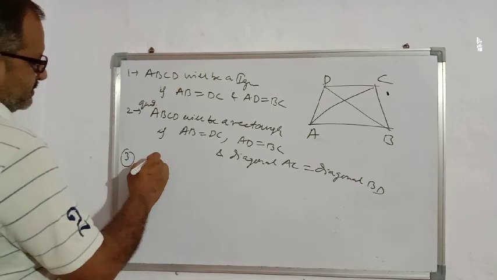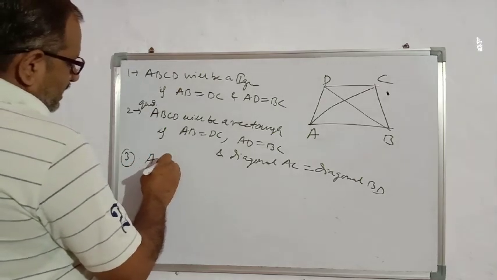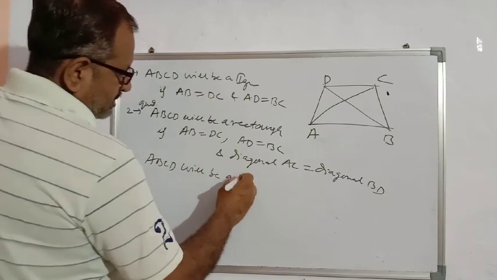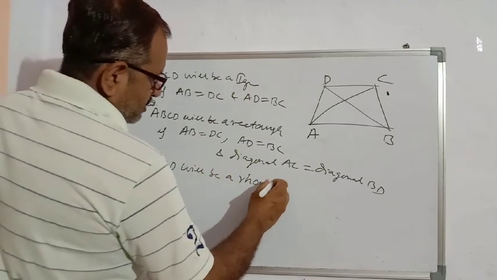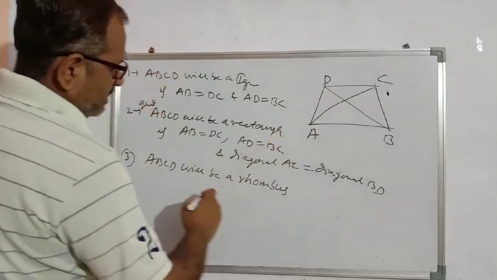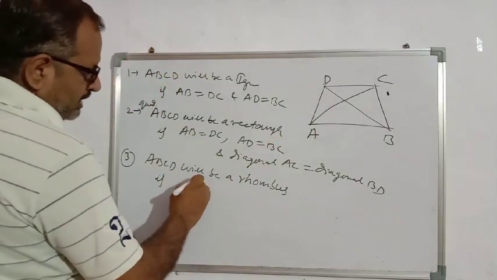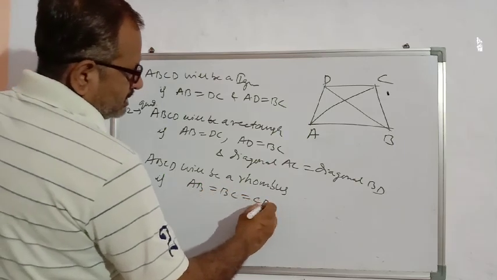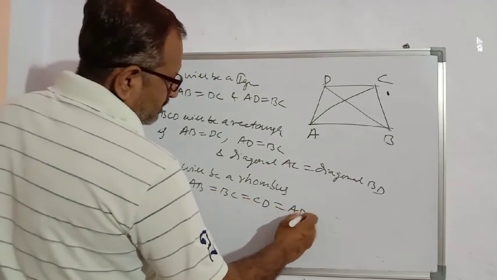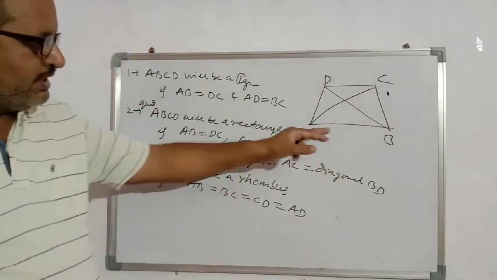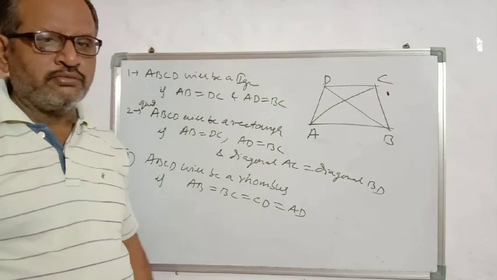Third, ABCD will be a rhombus. When will it be a rhombus? If all the four sides are equal. If AB is equal to BC, CD is equal to AD. If all the four sides are equal, then this quadrilateral ABCD will be a rhombus.